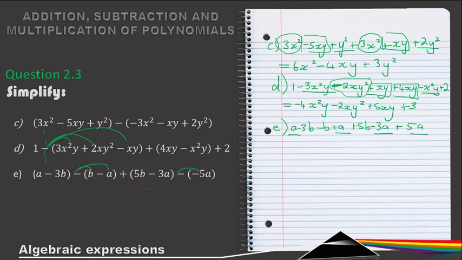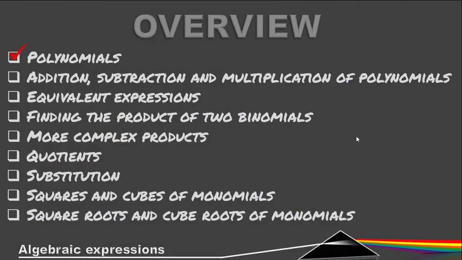So 1 plus 1 is 2, minus 3 is minus 1. So 2 minus 3 is minus 1, plus 5 is plus 4. So this is 4a, and then for the b's, minus 3 minus another 1 is minus 4, plus 5 is 1. So this is then plus b. Okay, so that was addition, subtraction, and multiplication.